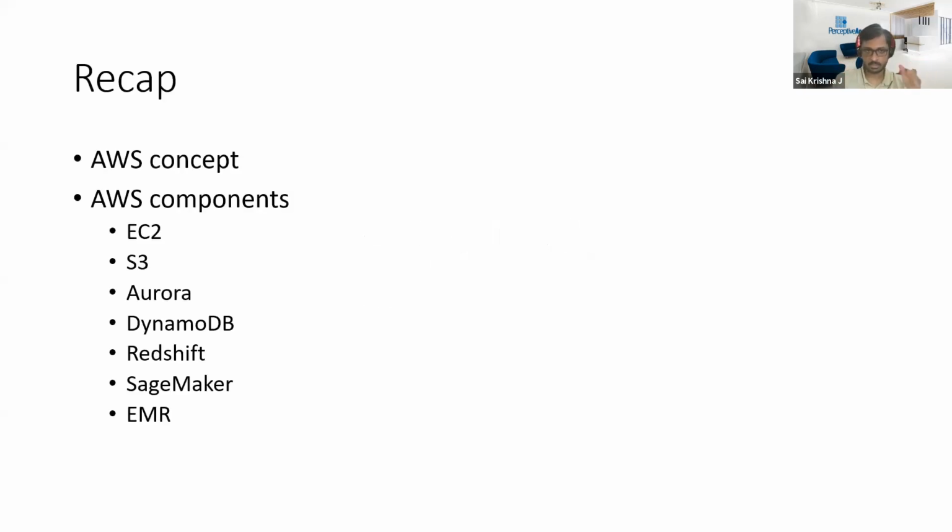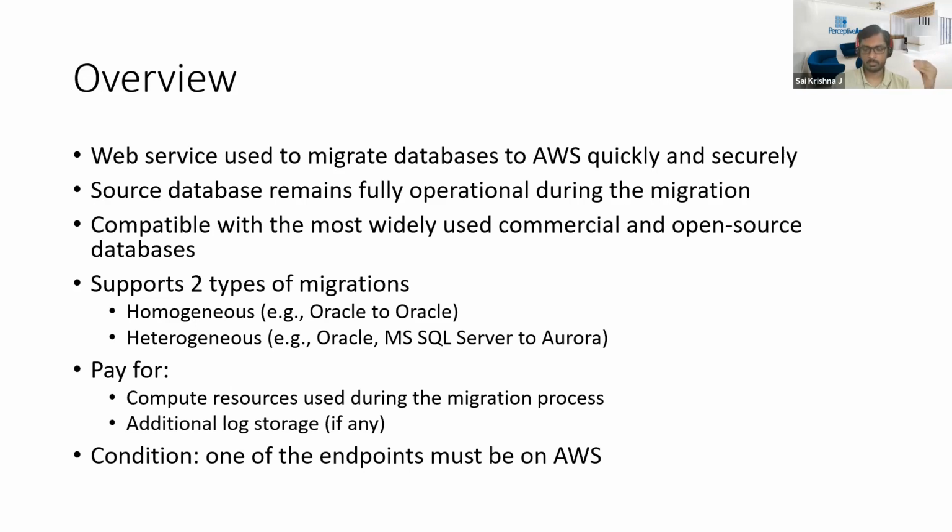Okay. So just a quick recap. So apart from last week's session, before that we covered this basic concept of AWS, and then the other different components of AWS, just the EC2, which is the virtual machine, and then the S3, which is like the data lake used for storage of large object files, and then Aurora, which is a database of AWS, DynamoDB, another NoSQL database, and then Redshift, a relational database, SageMaker and EMR, which are the analytics components of AWS. So we saw about these different components, and then we went into a brief overview of the data migration service, that is the DMS.